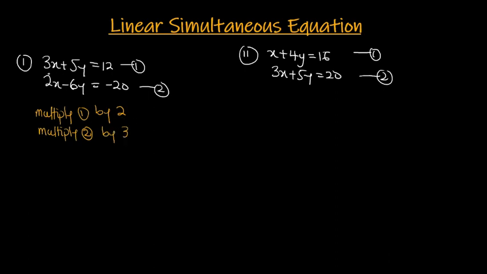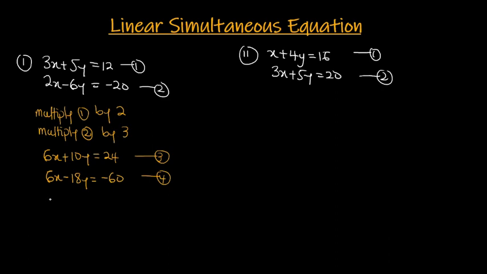So if I multiply equation 1 by 2, I'm going to have 6x plus 10y is equal to 24. You can make this your equation 3. And then I can say 2x minus 6y is equal to 20. I need to multiply it by 3. So if I do that, I'll get 6x, 3 multiplied by 6 will give me 18y is equal to 3 multiplied by 20 will give me negative 60 over here. So this becomes my equation 4.